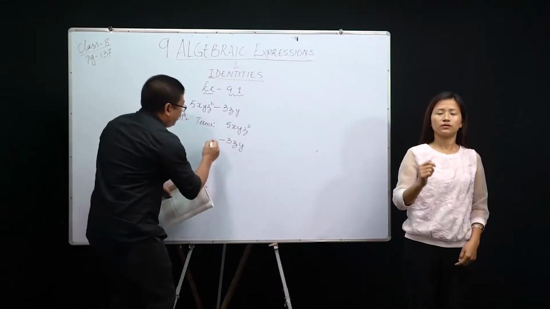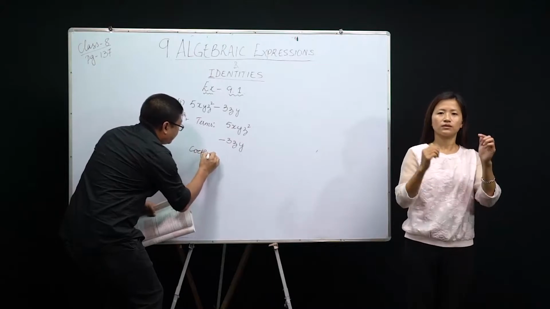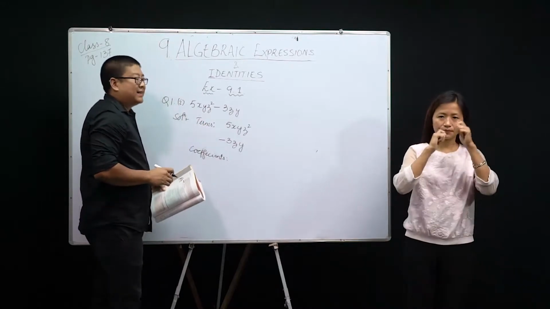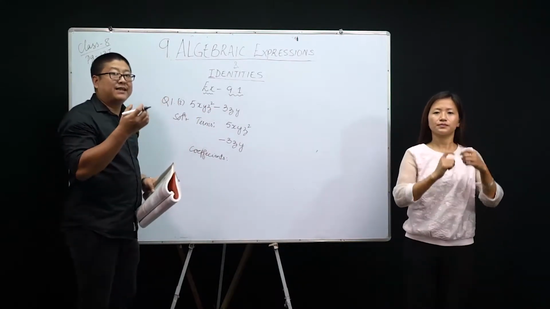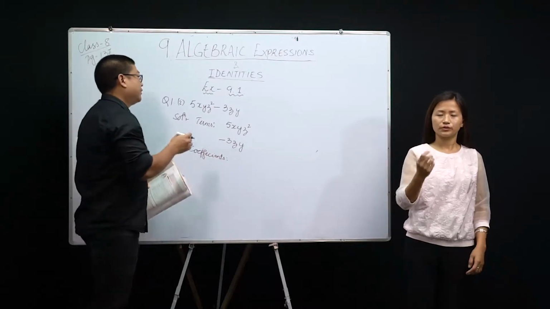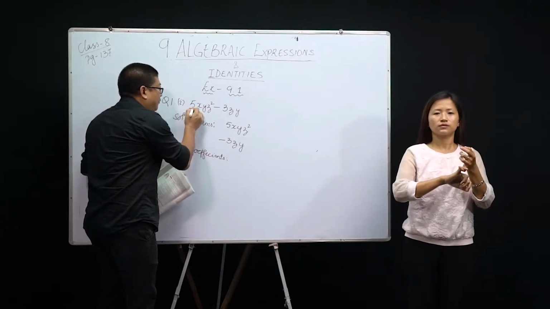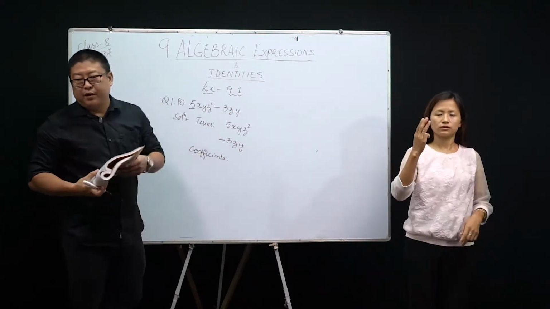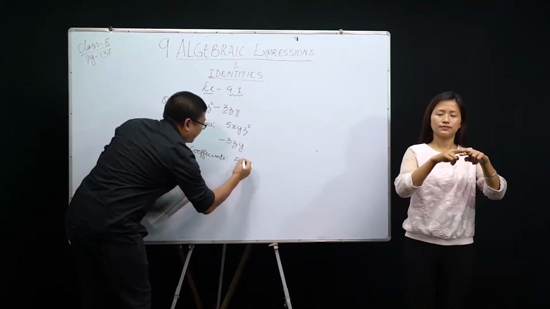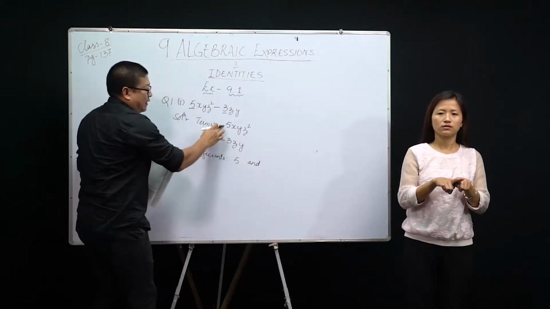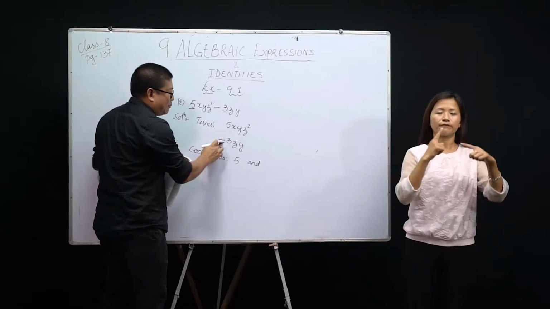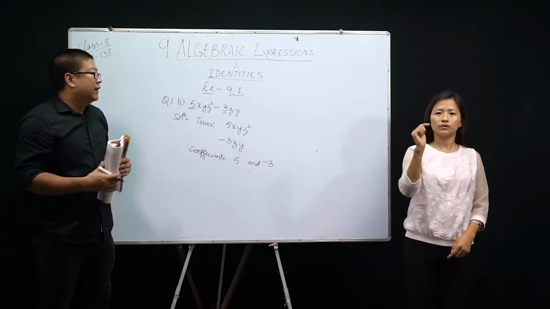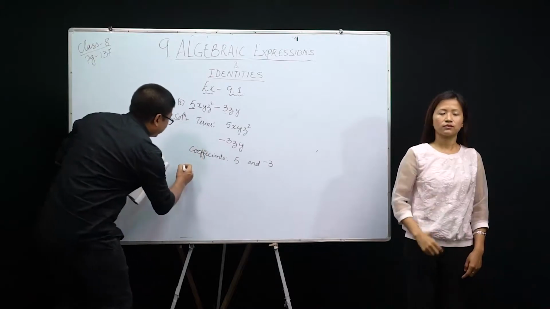Alright? And if you look at the expression, we can see the coefficients. The coefficients are simply numerical factors. Okay, so here 5 is one of the coefficients, 3 is one of the coefficients. So you can write 5, and here it is plus 5, but here we have minus 3. So your other coefficient will be minus 3.